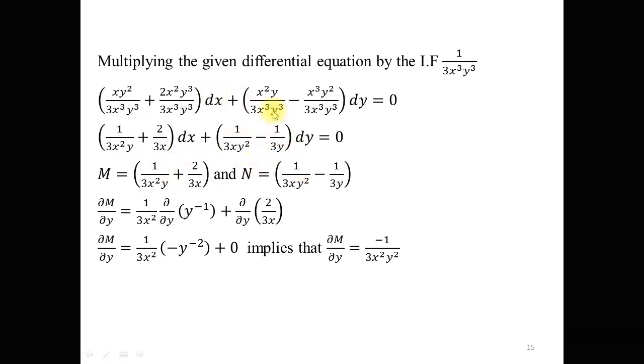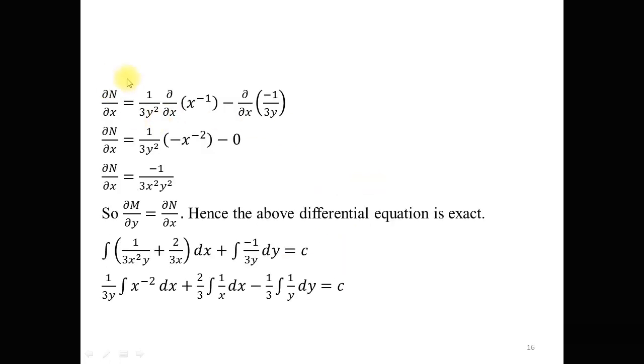Now again check whether this differential equation is exact or non-exact. First of all, find the partial derivative of M with respect to y. With respect to y, the term 1 over 3x square is treated as a constant, so only the derivative of 1 over y is taken, and the derivative of the other term with respect to y will be 0. By the power rule, we get minus 1 over 3x square y square, which is the partial derivative of M with respect to y.